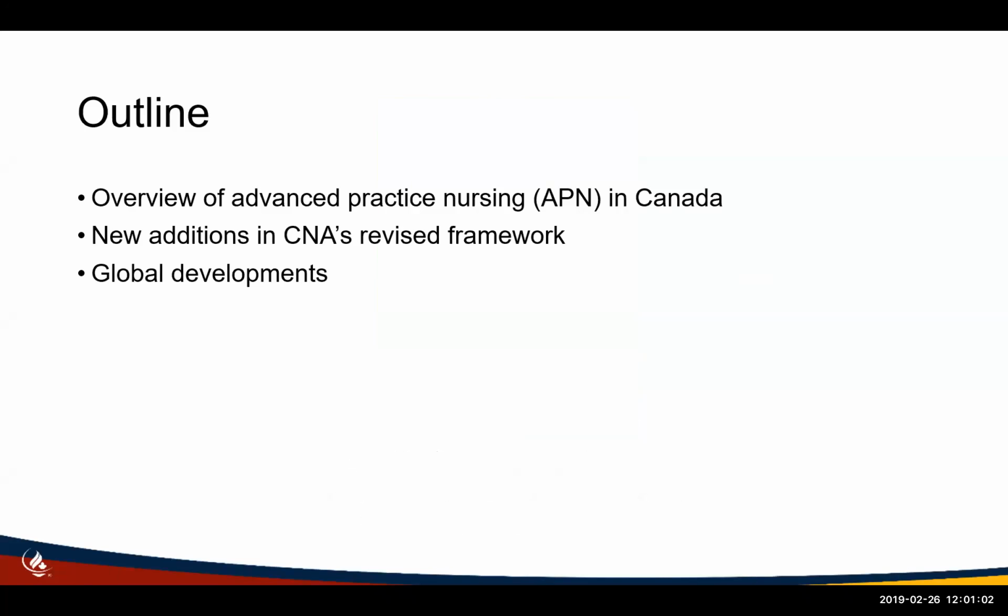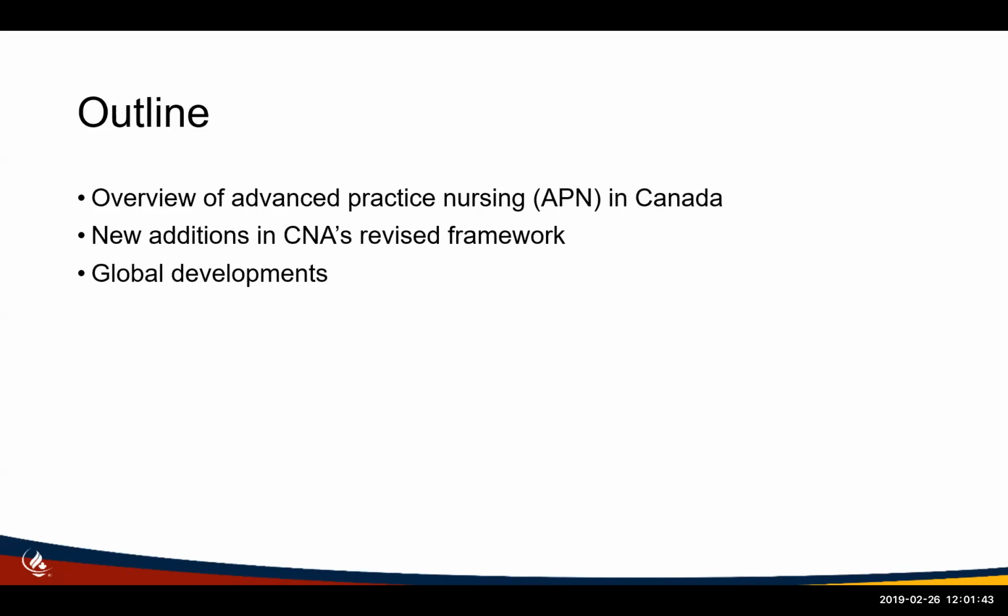The framework is a very important tool for nurses in many areas, as well as decision makers, educators, employers, policymakers, and researchers. CNA has had many requests for copies of this framework when it was published in 2008. And 10 years later, CNA had decided to revise the framework as we had many changes to advanced practice nursing.